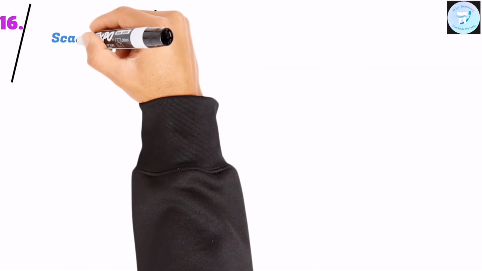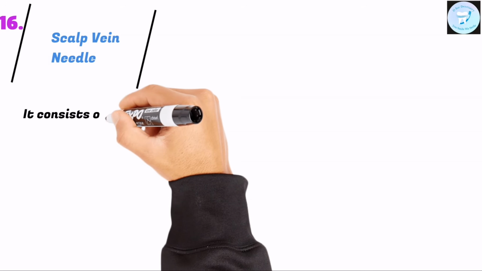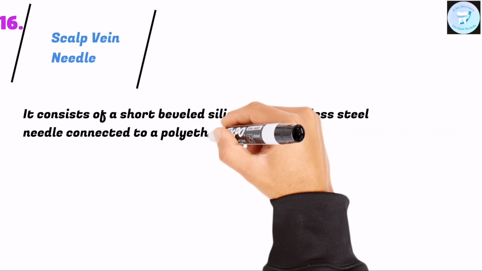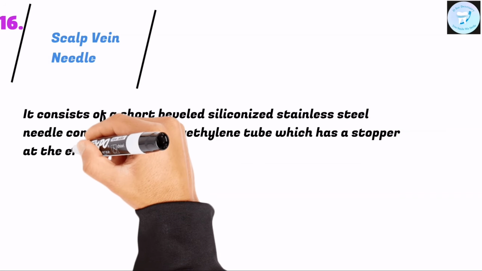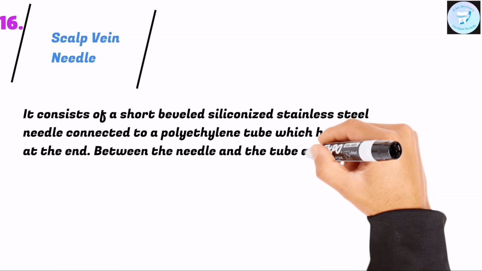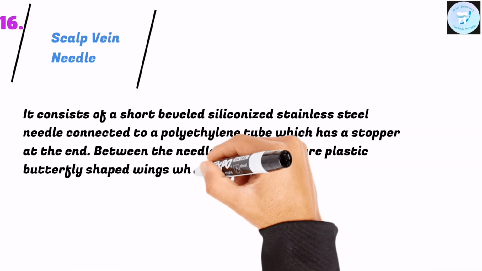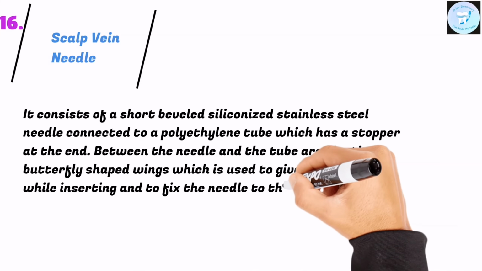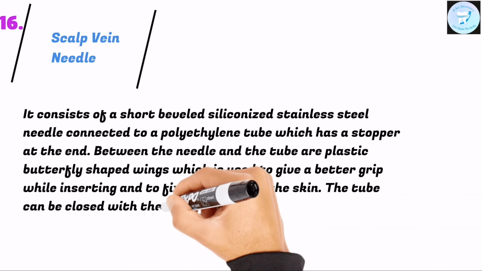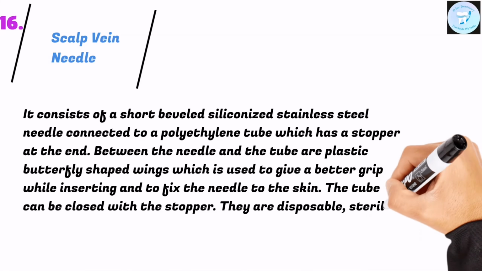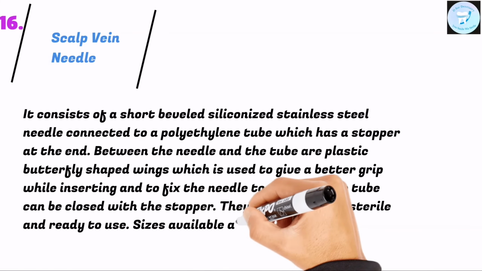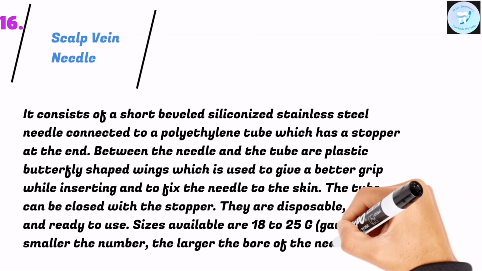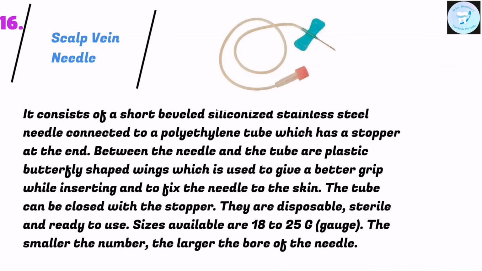16. Scalp vein needle. It consists of a short beveled siliconized stainless steel needle connected to a polyethylene tube which has a stopper at the end. Between the needle and the tube are plastic butterfly shaped wings which are used to give a better grip while inserting and to fix the needle to the skin. The tube can be closed with the stopper. They are disposable, sterile and ready to use. Sizes available are 18 to 25 gauge. The smaller the number, the larger the bore of the needle.